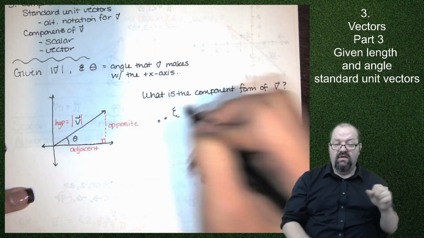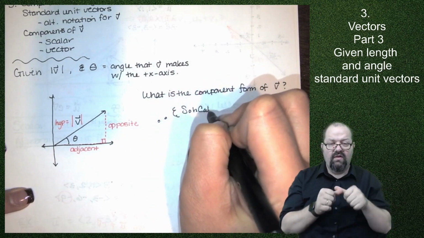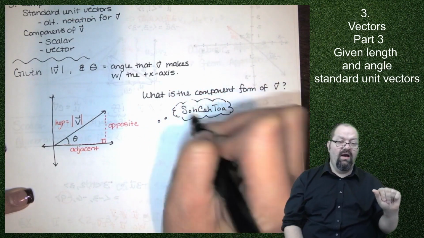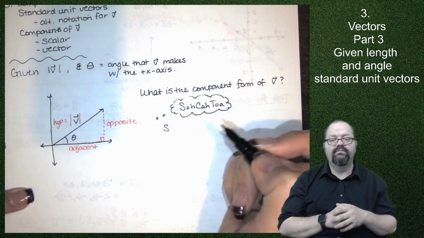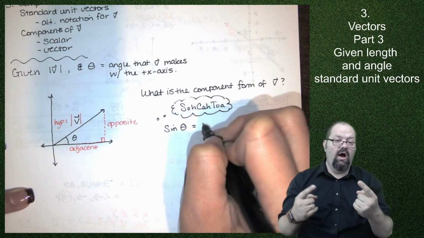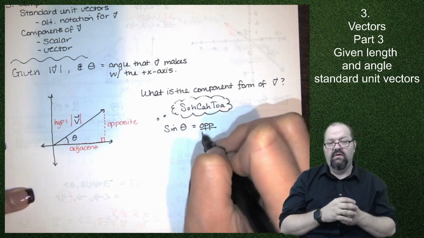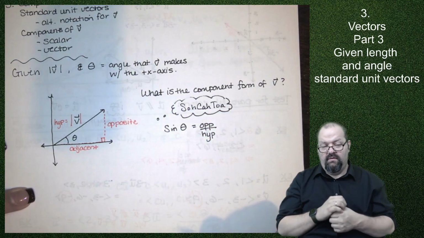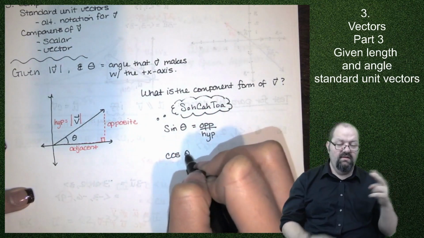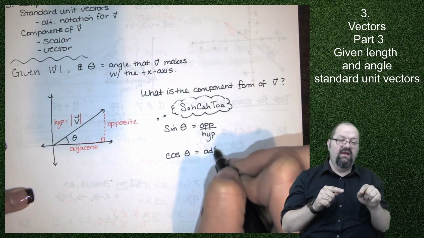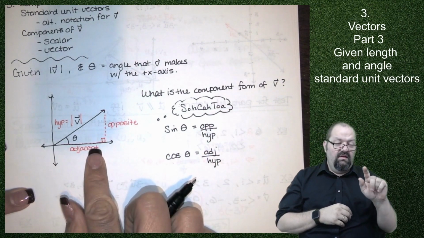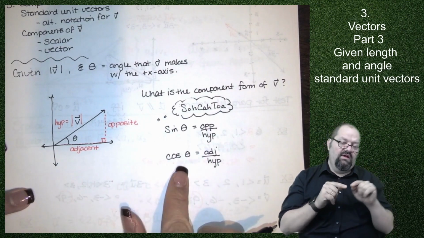Remember back from trig, you learned SOHCAHTOA. Probably been a little while, it's okay. SOHCAHTOA reminds us that sine is opposite over hypotenuse. So sine of theta is the opposite side over the hypotenuse, the ratio of those two sides of the triangle. Cosine is adjacent over hypotenuse. Tangent is opposite over adjacent. We don't have both of those, so we're not going to use that. We're going to use these two.